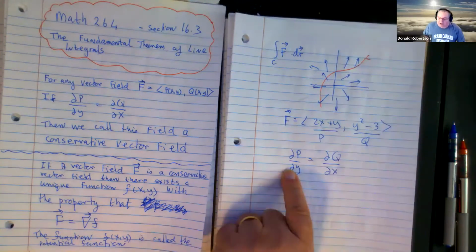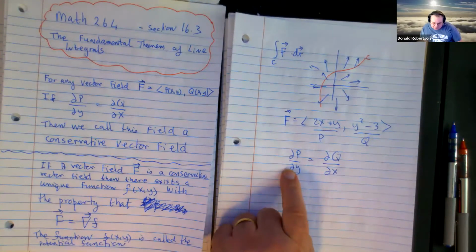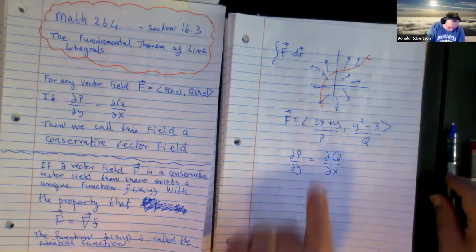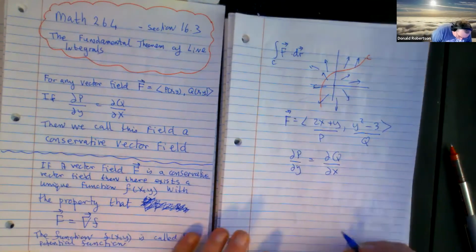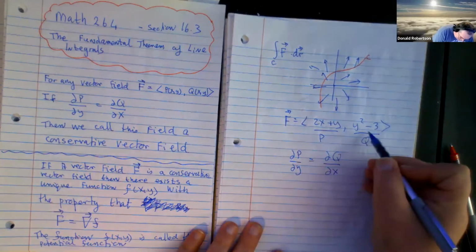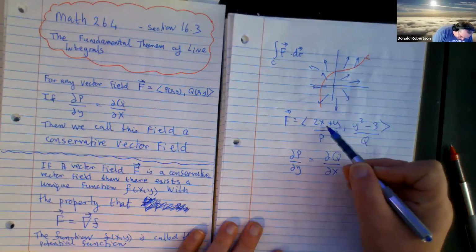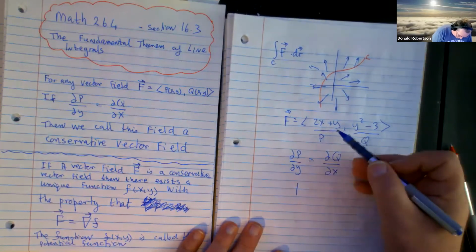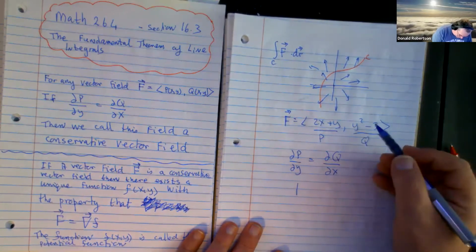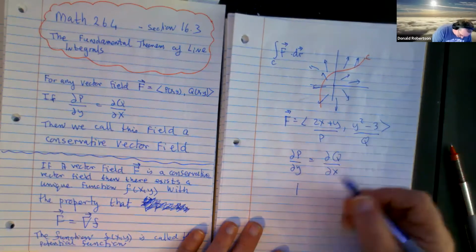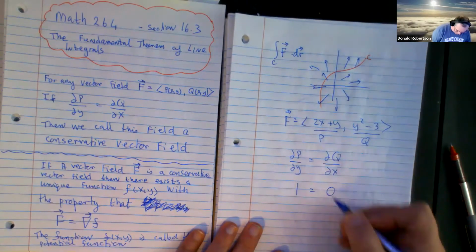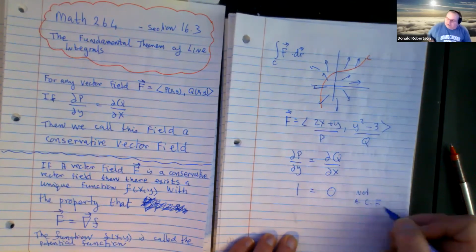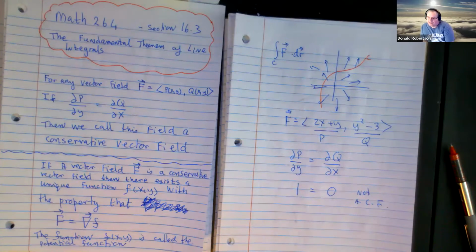Anyway, back to this guy. You are a conservative field if this is true. If this is not true, then you're not. I randomly made this one up, so I'm not sure if it's going to work or not. So let's find out. If you differentiate this guy with respect to y, you get 1. And if you differentiate this guy here with respect to x, you got 0. So this is not a conservative field. Agreed?